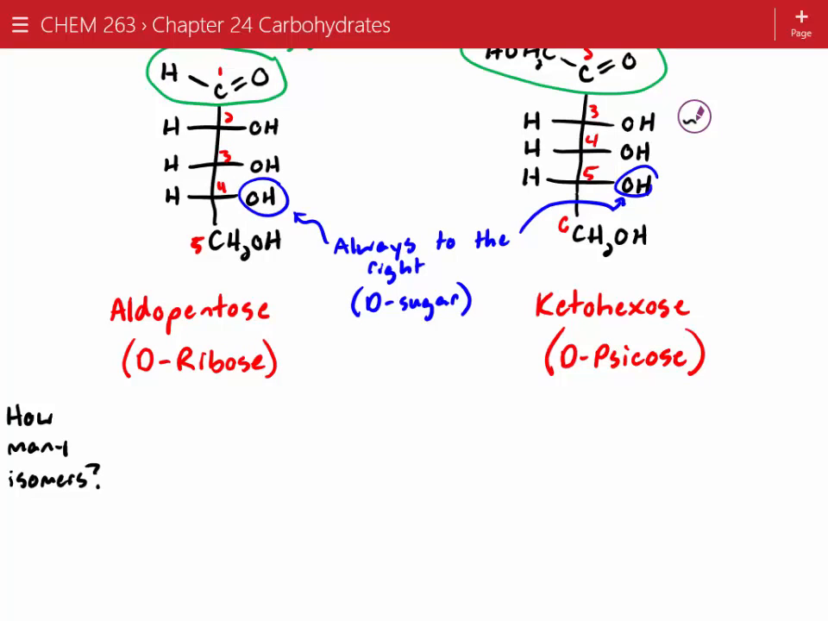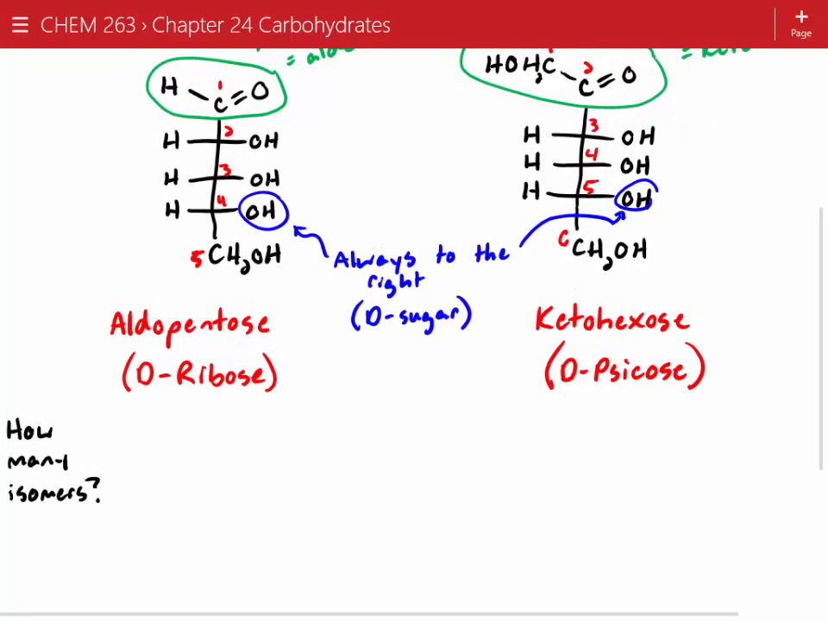How many isomers are there for each of these? How do we figure out the number of isomers? It's 2 to the power of the number of stereocenters. Exactly. So in D-ribose, in that family of pentoses, we have 3 stereocenters. So that'd be 2 to the n equals 8, right?